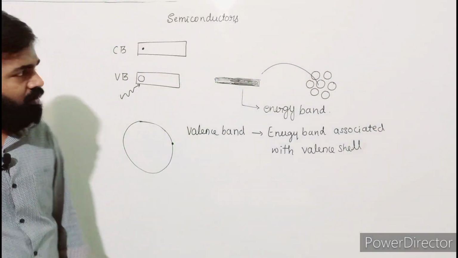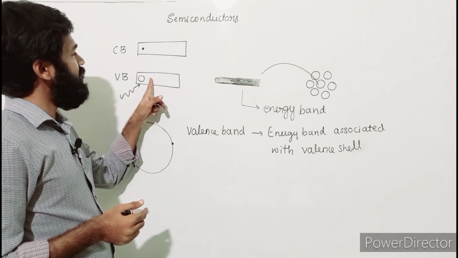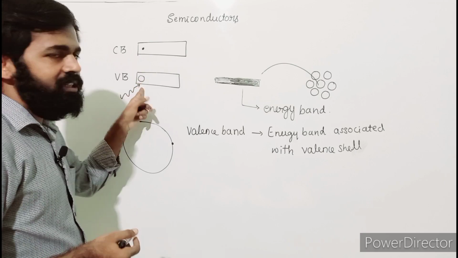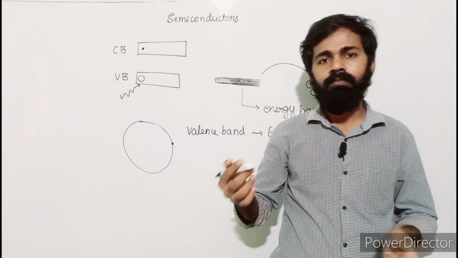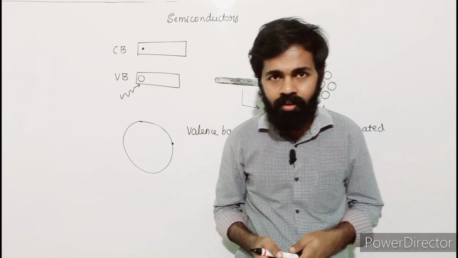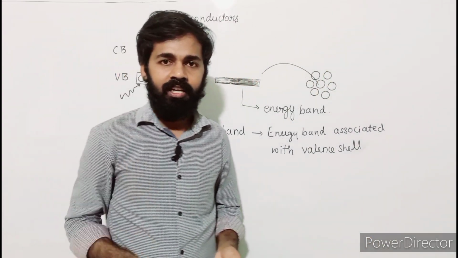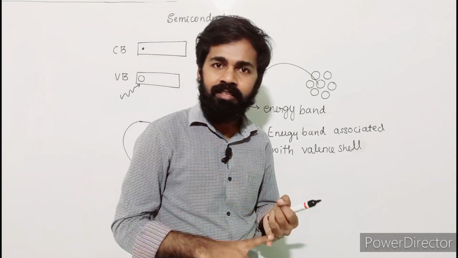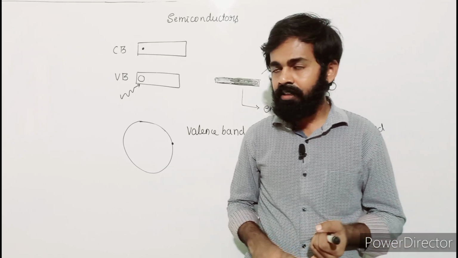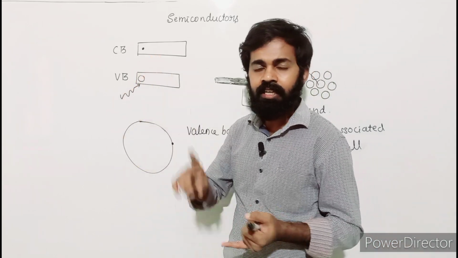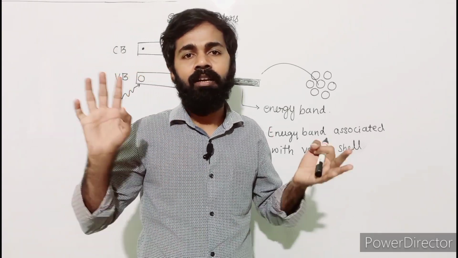Okay, now I told you the electron has to jump from the valence band to the conduction band. I need to supply this energy, right? But how much energy do I need to supply? Based on that, the solids are classified into three categories. Metals are generally nothing but conductors. Solids are classified into three categories: conductors, insulators, and semiconductors.